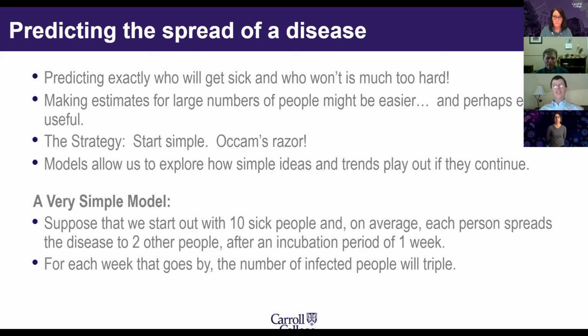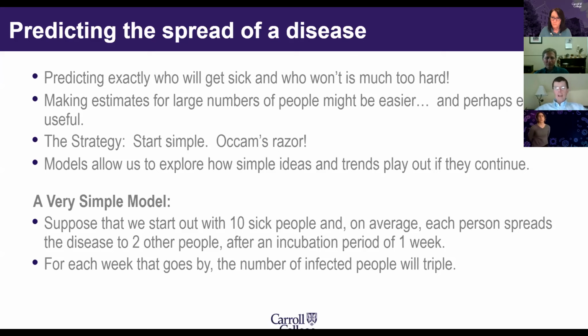So our strategy is to start simple, a scientific principle of Occam's razor. Usually, other things being equal, the simplest solution is usually the right one, or perhaps the most useful. And what we're going to do is create mathematical models. Now, a mathematical model is not trying to predict reality. Reality is big and messy and complicated, and there's no way in the world we can do this with any great precision. But it may allow us to see what's possible, to explore how our ideas of things and various trends can play out if they continue. So that's what we're going to do.